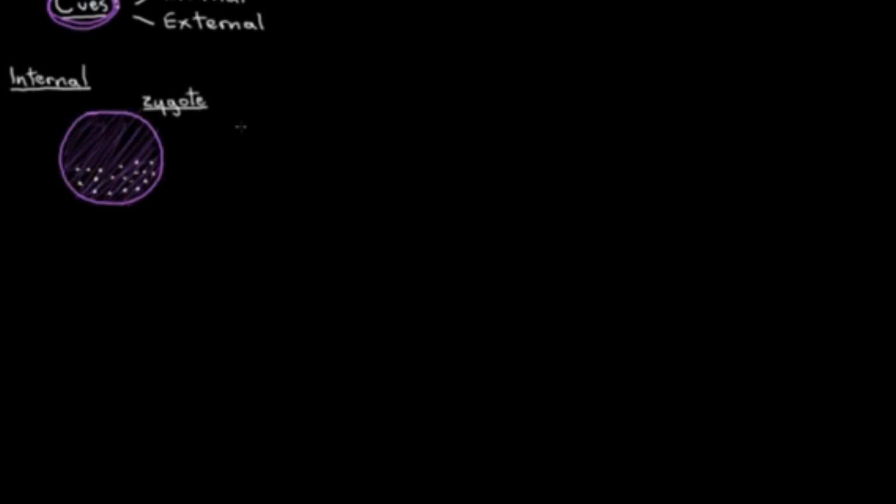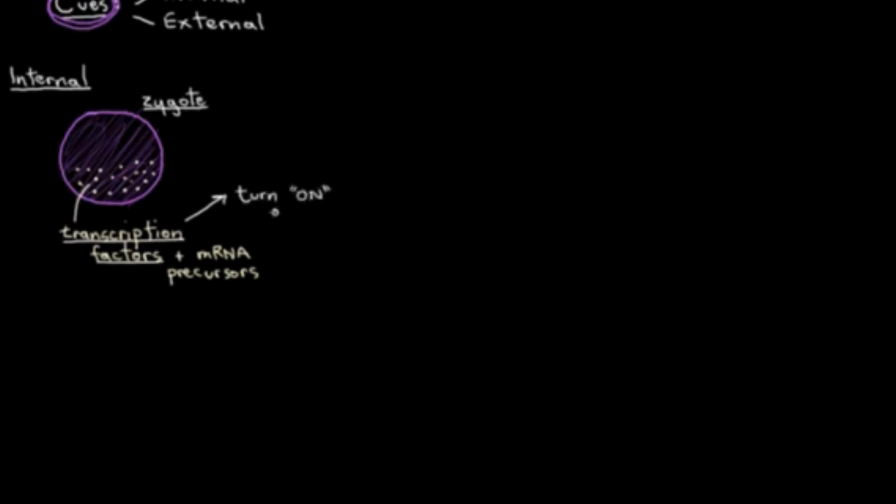And our zygote has these little proteins called transcription factors floating around in its cytoplasm. And also the precursors of these transcription factors are there too, little bits of mRNA. So two things to note. First, transcription factors will activate certain genes and turn them on. That's what transcription factors do. And second, notice that all these little transcription factors are clustered around in one area.